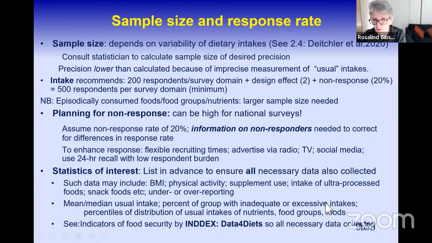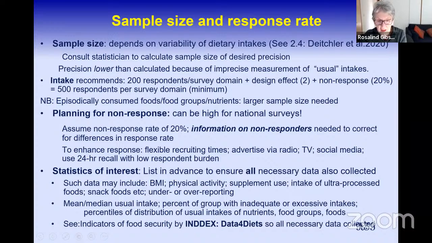So you need to know what the upper tolerable level is for certain nutrients. You want to be able to assess the percentile distribution of usual intakes and food groups and certain foods. Another thing that I'd like to alert you to is the facility by Index called Data for Diets.